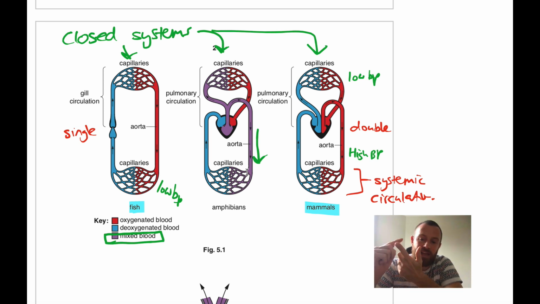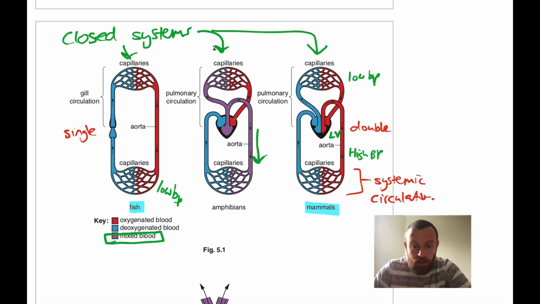The second thing is that because the left ventricle, that's this ventricle here, left ventricle of the mammal, can be specifically adapted to pump at high pressure, then we can get the blood to the body tissues faster and at higher pressure.